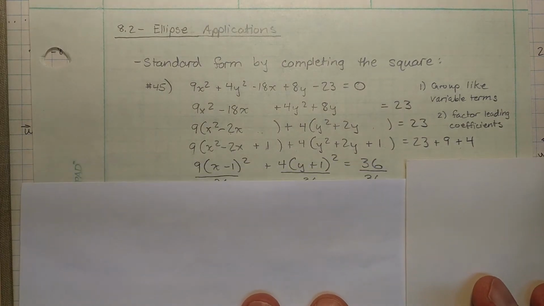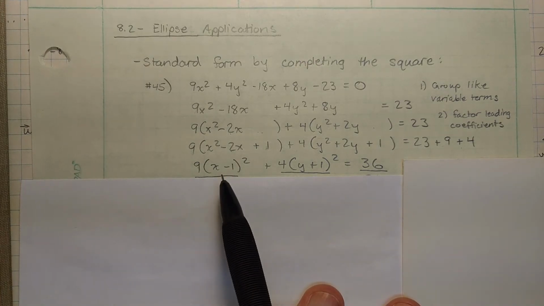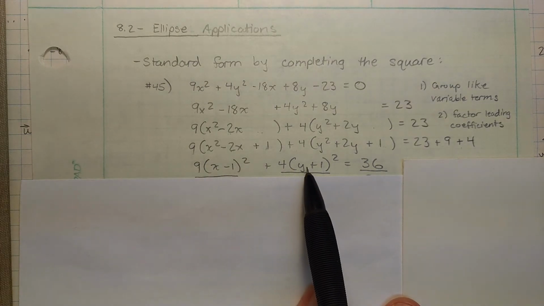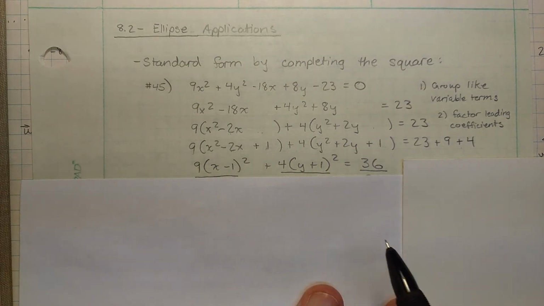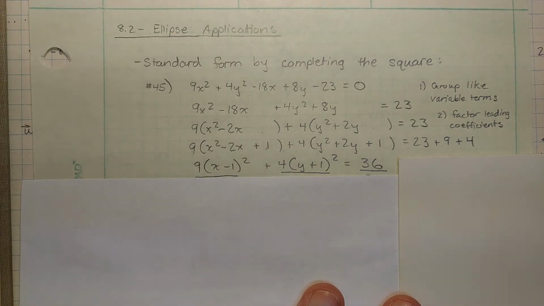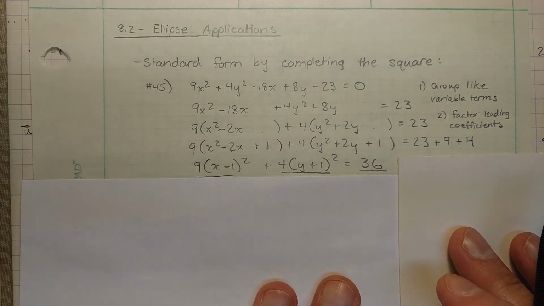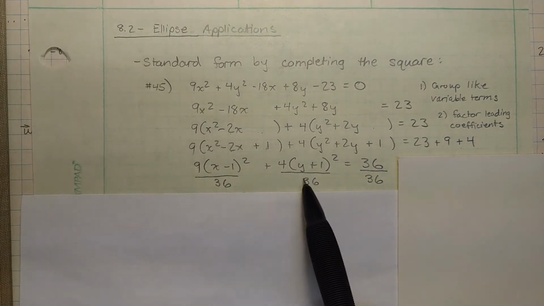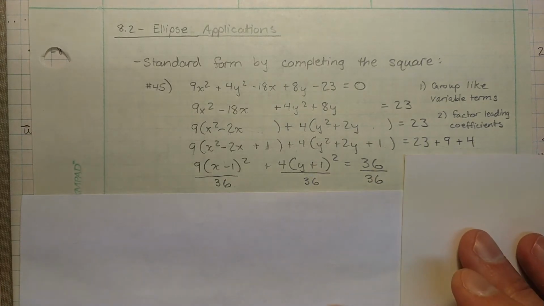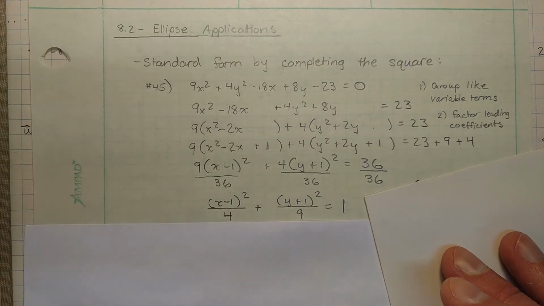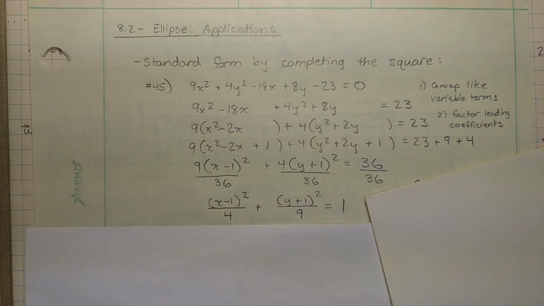Now I can go ahead and write it as squares. So I can write it as the x minus 1 squared and the y plus 1 squared. And notice now I'm getting very close to standard form, but I have a 36 over here after taking the 23 plus 9 plus 4, and I need to have a 1. So I will divide both sides by 36. I distribute it into each term here, and that'll get me my 1 over on this side. So there is my standard form.